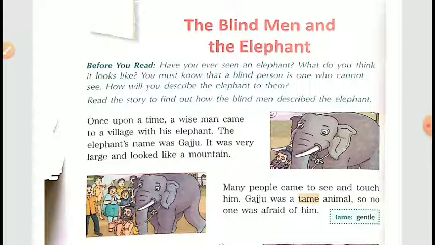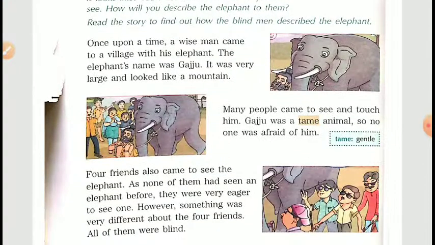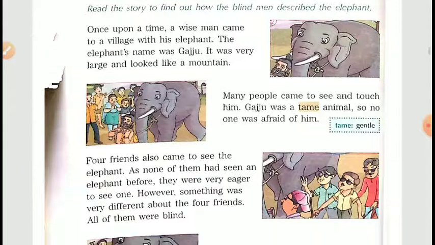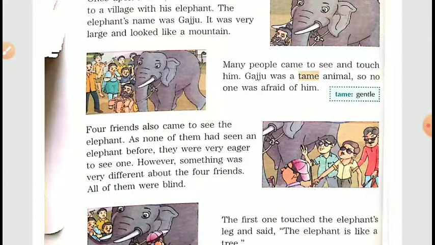Once upon a time, a wise man came to a village with his elephant. The elephant's name was Gajju. It was very large and looked like a mountain. Many people came to see and touch him. Gajju was a tame animal, so no one was afraid of him. Four friends also came to see the elephant. As none of them had seen an elephant before, they were very eager to see one. However, something was very different about the four friends. All of them were blind.